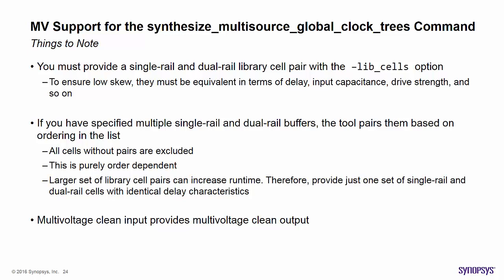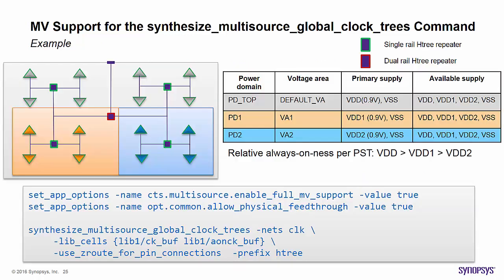Specifying many library cell pairs can increase runtime. Hence, we can provide a single pair with identical delay characteristics. As always, an MV clean input provides an MV clean output. Consider a case with 3 power domains and voltage areas with tap drivers inserted as shown. Here, the H tree is built using both single rail and dual rail repeaters, ensuring MV correctness.